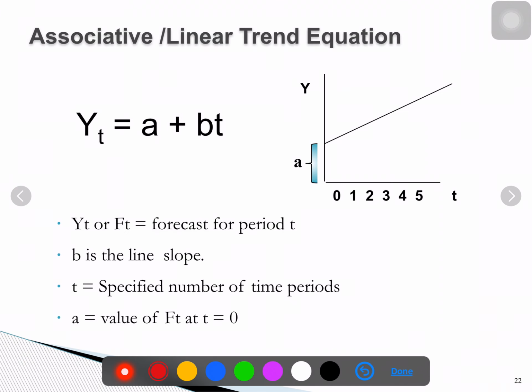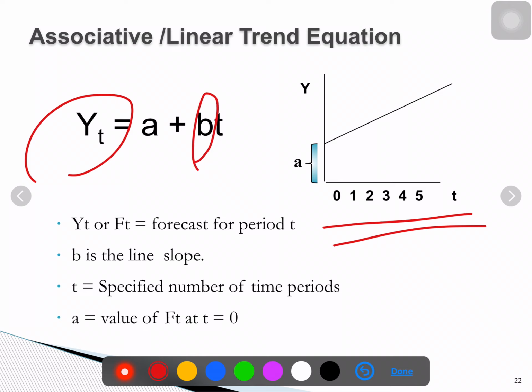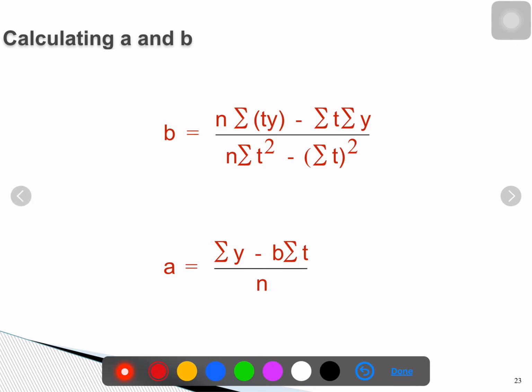The other technique is the associative or linear trend equation, an ordinary regression type of equation. We have this type of linear equation: Yt, the dependent variable, equals a plus bt, where Yt is the forecast for period t, b is the slope of the line, and t is a specified number of time periods, 6, 7, 8, and so on, and a is the value of Yt at t equal to 0.